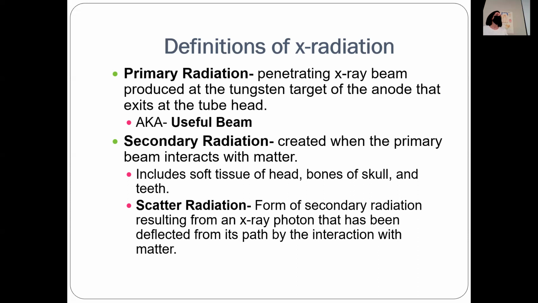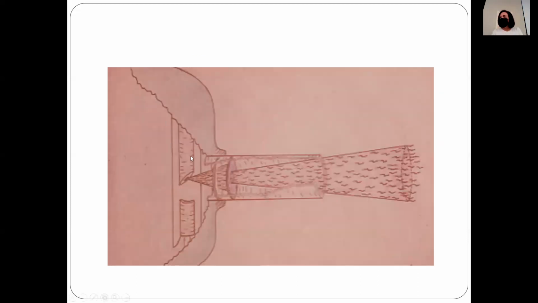I like to label my pictures, but for the picture before that, where is the aluminum? Can you see my cursor? Yes. So this right here is the aluminum filter. This is the aluminum filter, and then the next circle here is the lead collimator.